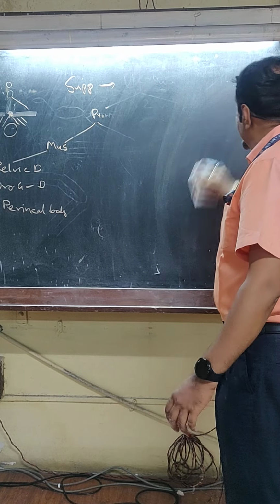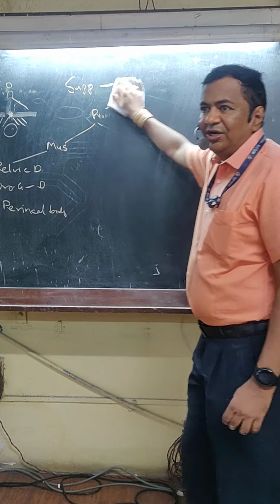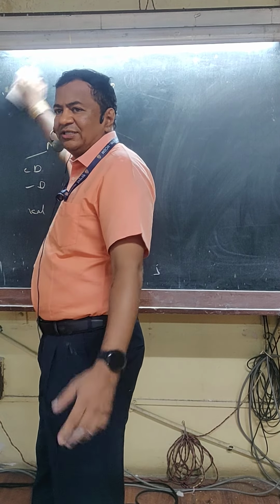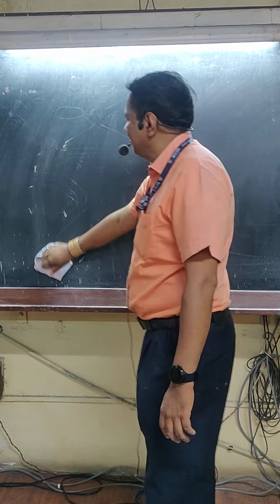Applied anatomy of the uterus. Congenital anomalies I have already told you: septate uterus, then unicornuate uterus. Only one side paramesonephric duct develops, unicornuate.